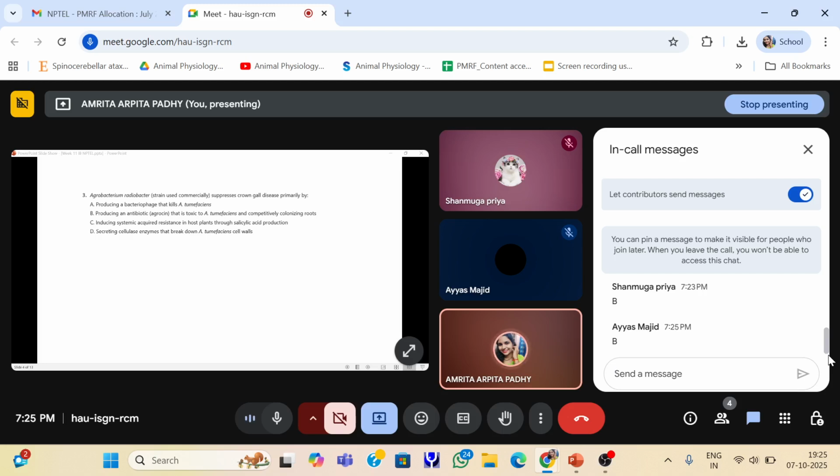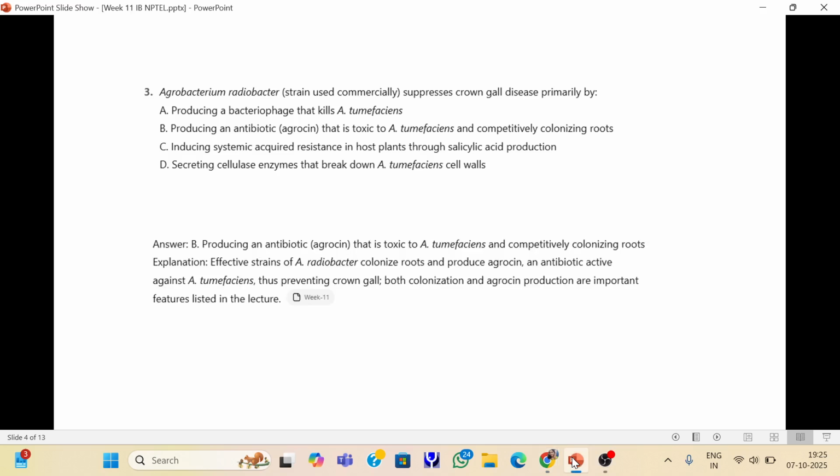Okay, let's see what is the answer to this question. It is B. Producing an antibiotic agrocin that is toxic to Agrobacterium tumefaciens and competitively colonizing the roots. So, how do these bacteria work? These Agrobacterium radiobacter suppress the crown gall disease. They produce an antibiotic which is called agrocin, which is toxic and competitively colonizes the roots.